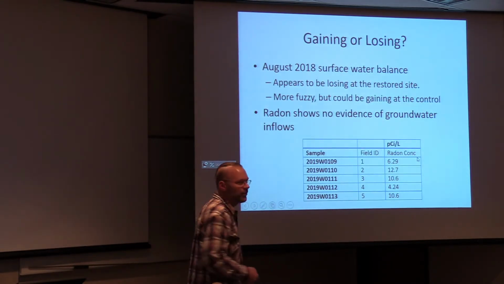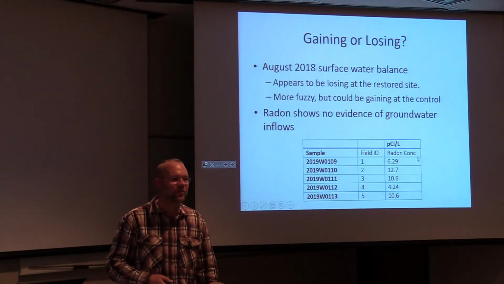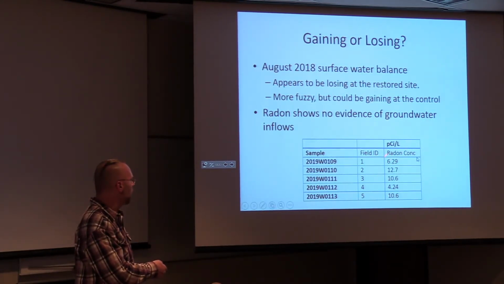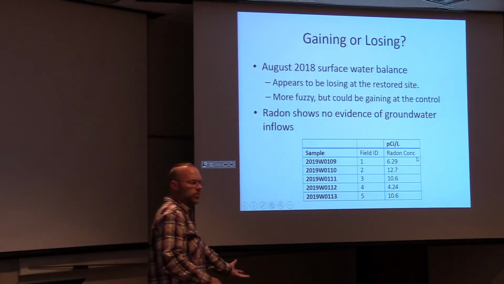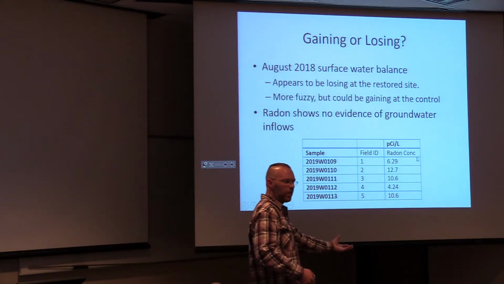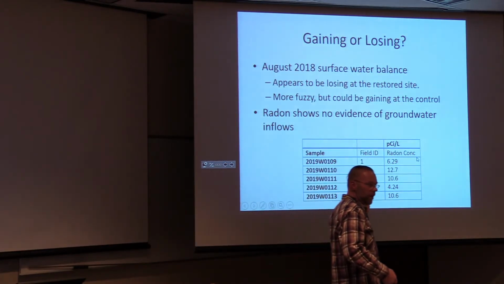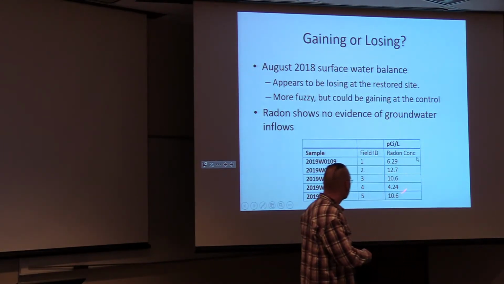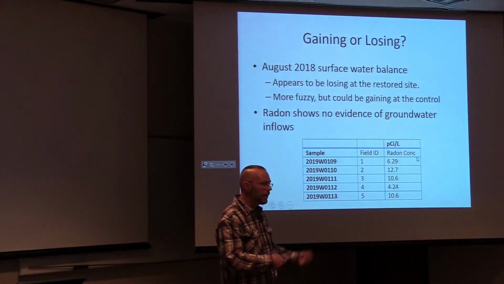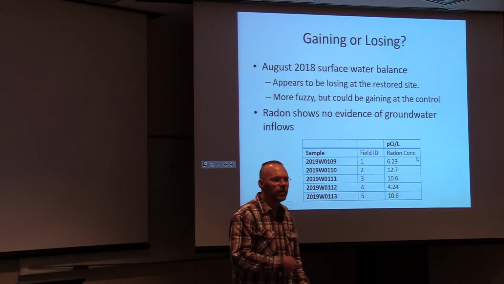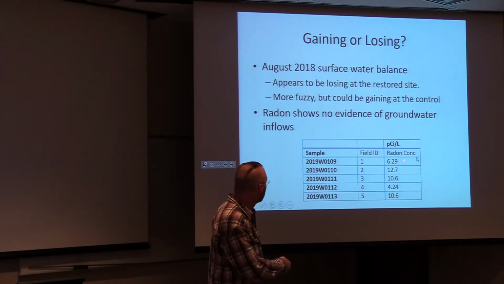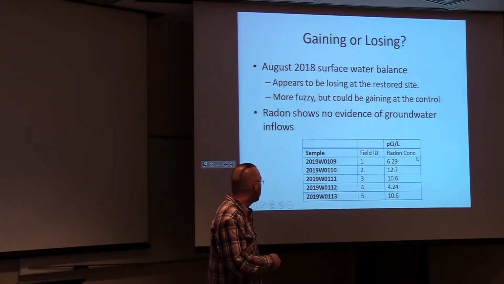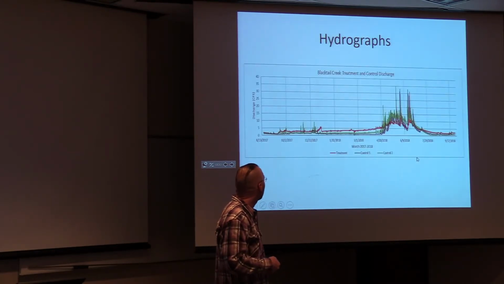Radon, I have to do isotope tracers at least a little bit. We sampled some radon, and what this means is these are really low radon activity. Groundwater comes in contact with radon and builds up with radon. If there was groundwater flowing to the creek, you would expect much higher, in that granitic system, a couple hundred even. And so that supports the losing reach that we're talking about.